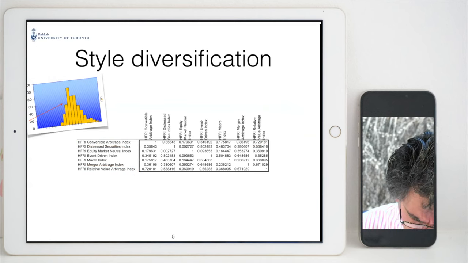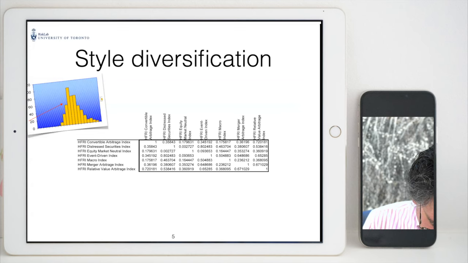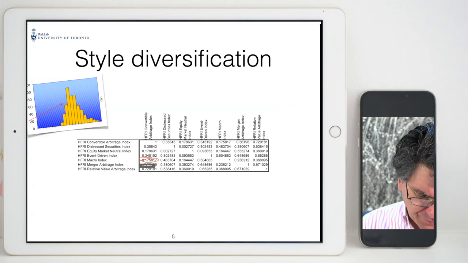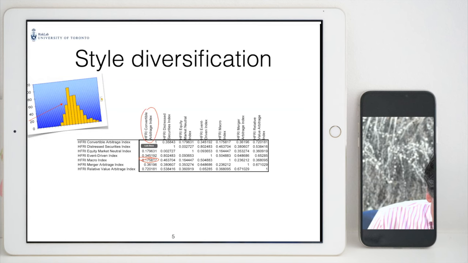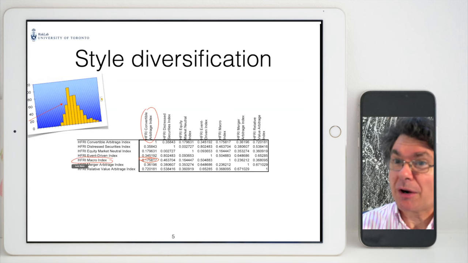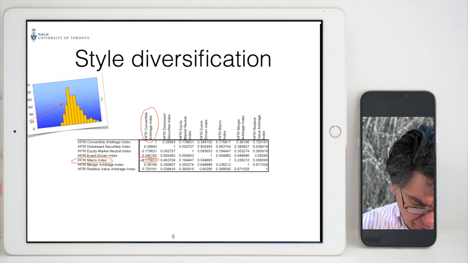Let's now look at a very small number. For example, this one. It shows that convertible arbitrage is not very similar to macro. We saw macro also last week, right? So macro and convertible arbitrage, they are different.